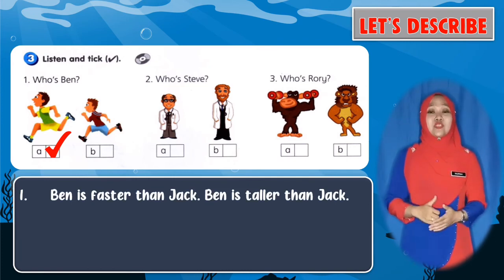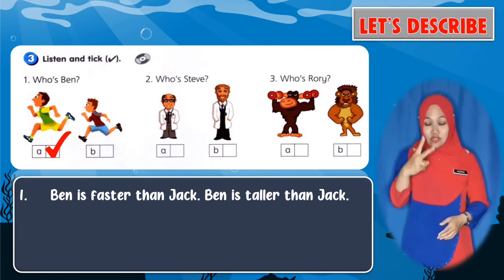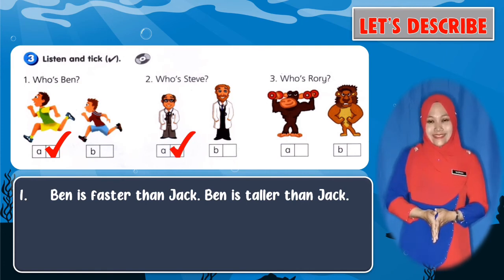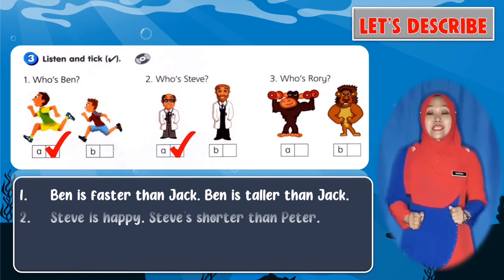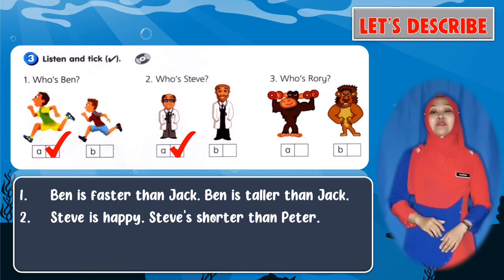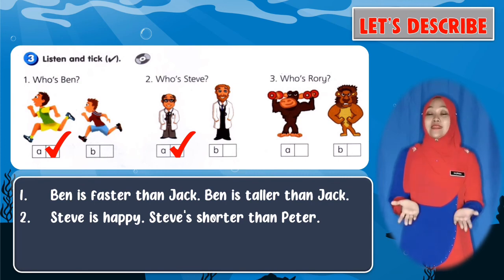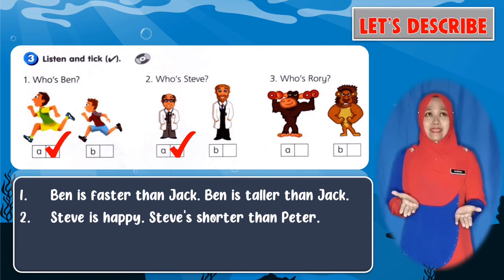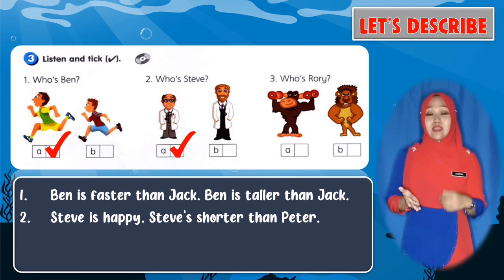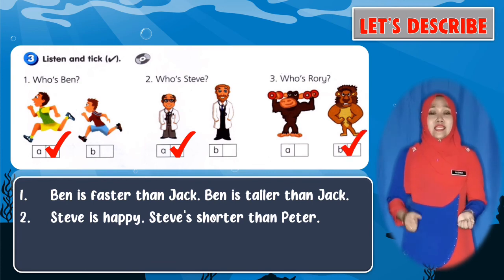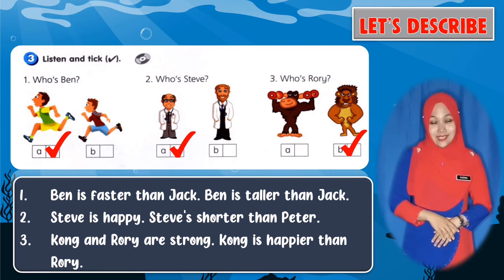Next, let us try to describe Steve in picture number 2. We may describe Steve like this. Steve is happy. Steve is shorter than Peter. And the last one, let us try to describe animals in picture number 3. We may describe them like this. Kong and Rory are strong. Kong is happier than Rory.